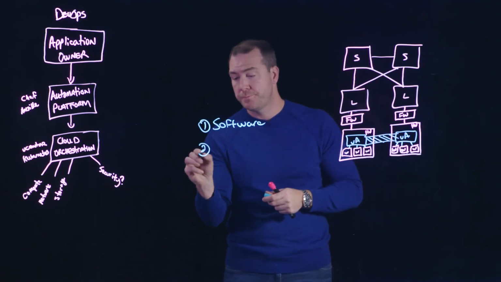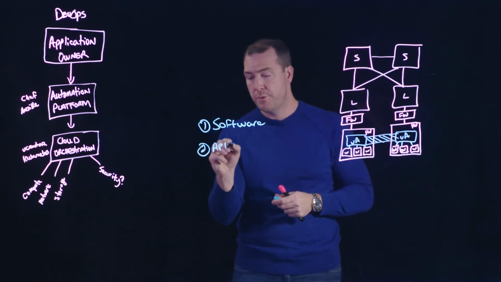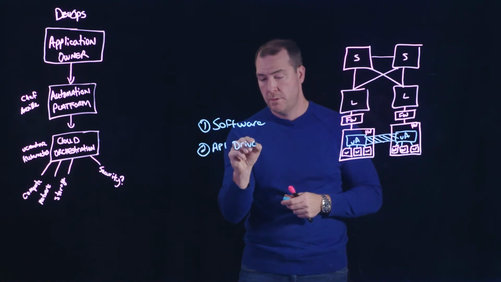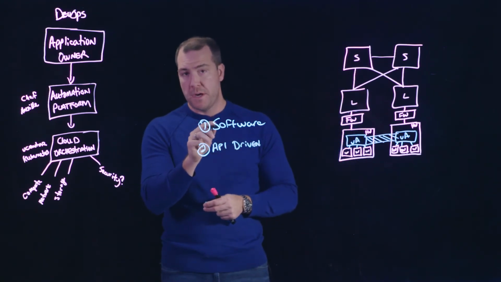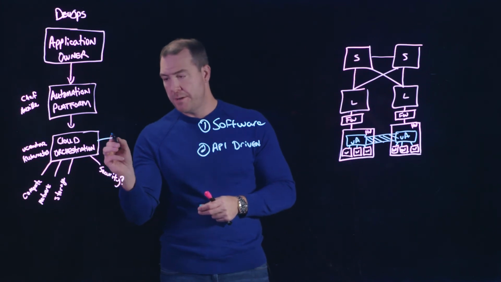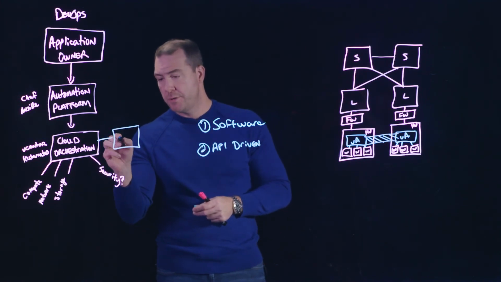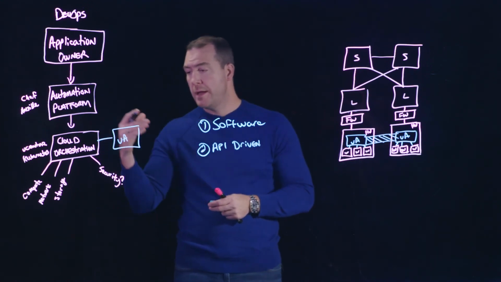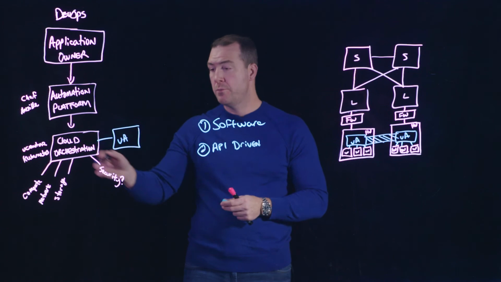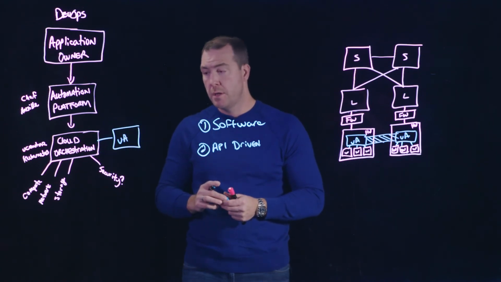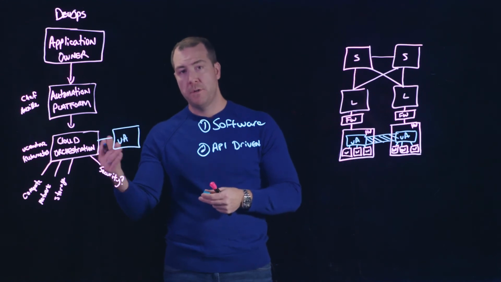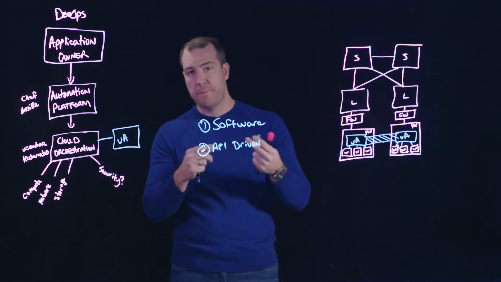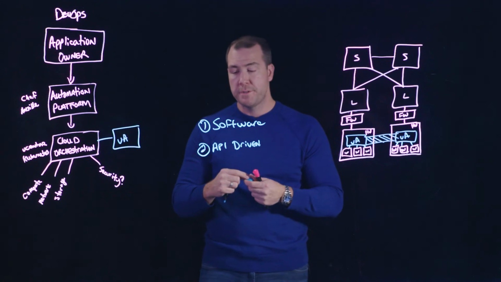Number 2 is vArmour is API driven. This allows us, once we've got the software in place, to actually tie in as part of this workflow and the automation process that's been created within this DevOps infrastructure. So I have a very open, robust API. I can make dynamic changes to my security policy. I can easily spin things up and spin things down because it's software-based.